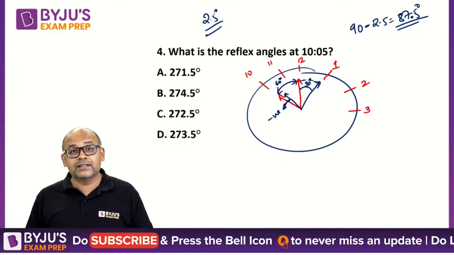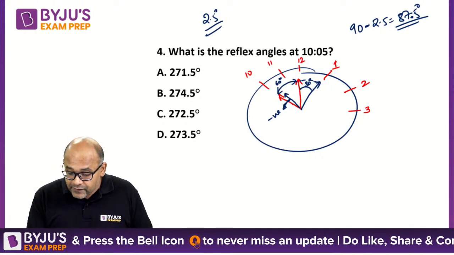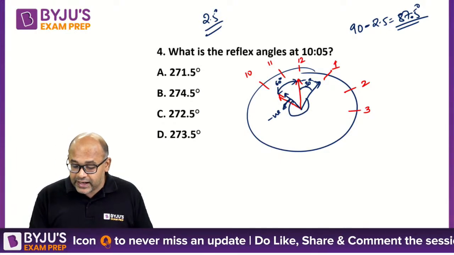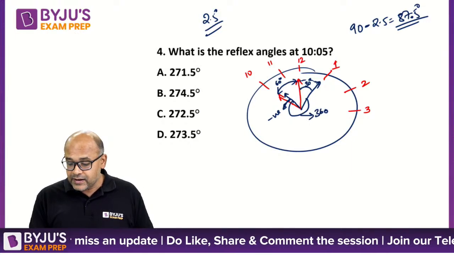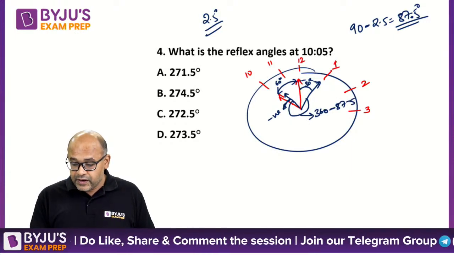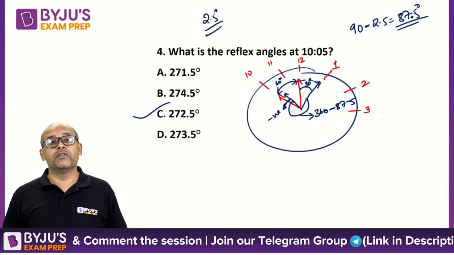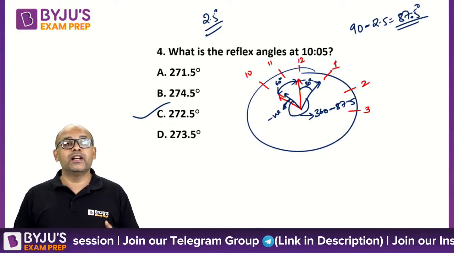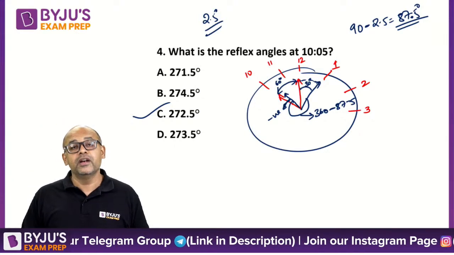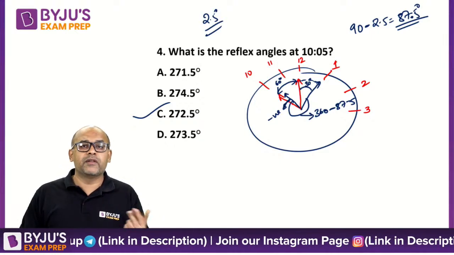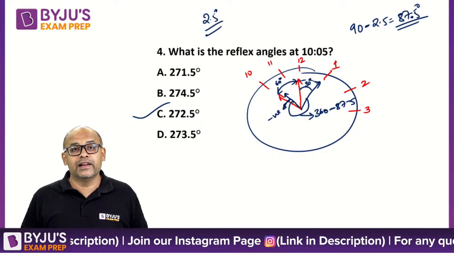But this is not the answer. They are asking you the reflex angle, which means you are looking at this entire larger angle. This is 360 minus 87.5, which happens to be 272.5, because for the reflex angle they are talking about the larger part. So you get the smaller part, and from there you get the larger part. That's basically how you calculate.